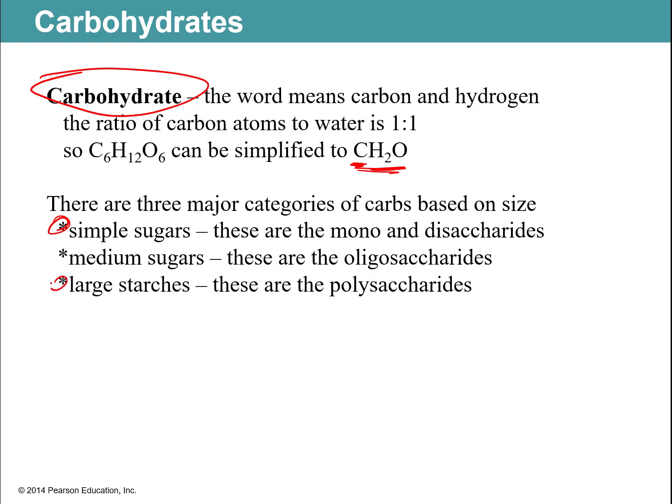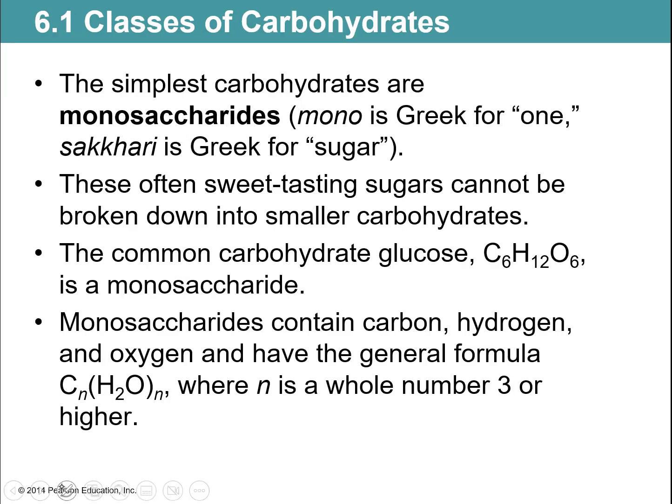So we're going to focus on the really little sugars, the mono and disaccharides, and then we're going to talk about the really big carbohydrates, the polysaccharides. We'll mention the oligosaccharides, but I'm just going to tell you now, those are really not in most of the foods that you eat. Okay? Most of the food that you eat is either a sugar or a starch. So we're going to talk about those and how they differ and why that's important in terms of health.